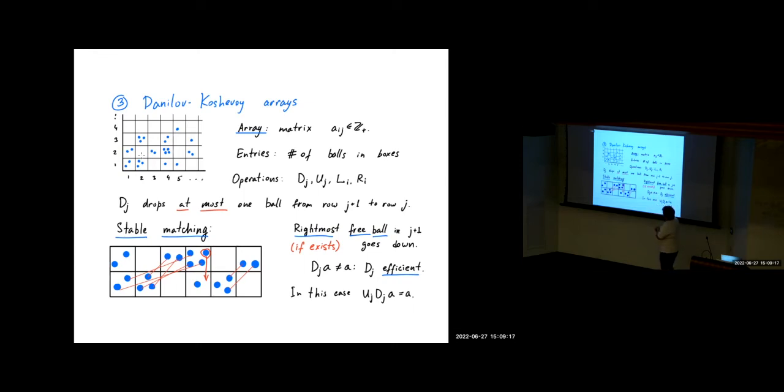And suppose I dropped something down. An easy exercise is to show that if we now construct the matching between these two rows with this guy who went downstairs, this fellow here will be the leftmost free ball for this new match. Of course, it will remain free because all the guys to the left of him have someone to be paired with. Okay, so that's what uj does. It takes the leftmost free ball in the bottom row and lifts it. And in this case, you see that if an operation dj is efficient, which means that it changes the array, the corresponding uj is the left inverse of it.